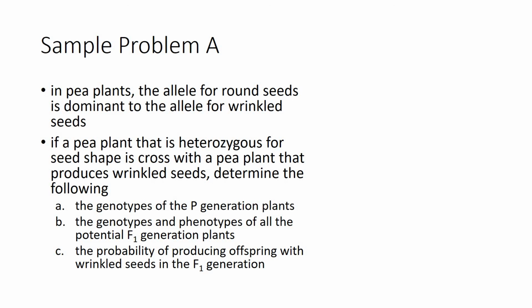So how we're going to do this is like this. First thing we want to do is I like to highlight or write down exactly what we're looking at. So we know that round seeds is dominant and wrinkled seeds is going to be recessive. So let's write that down. I'm going to write down your dominant. Because round is dominant, we're going to use the first letter of the dominant allele. So uppercase R is going to be round, and lowercase r for the recessive means wrinkled.